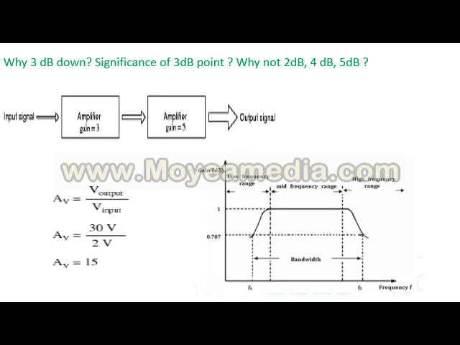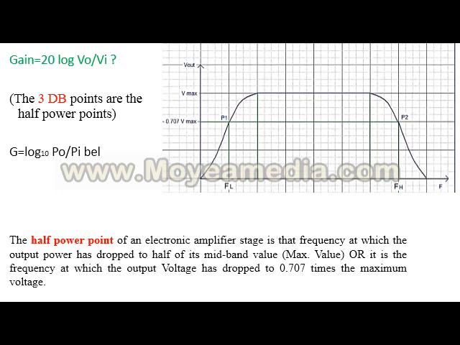Okay, so now we have two amplifiers with gains 3 and 5. Gain is equal to output voltage divided by input voltage. If the output voltage is 30 volts and the input voltage is 2 volts, we can say that the gain is 15. Why is the gain equation equal to 20 log Vout by Vi? Vi is the input voltage.